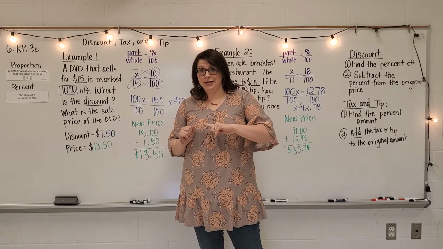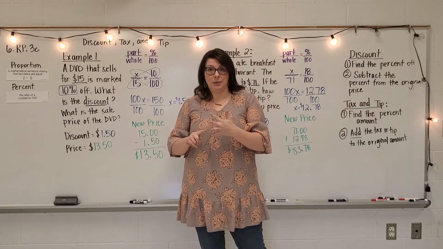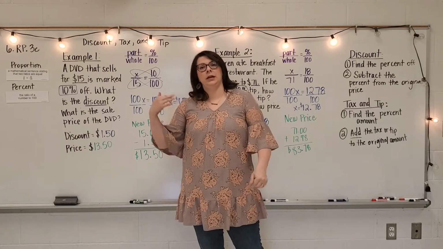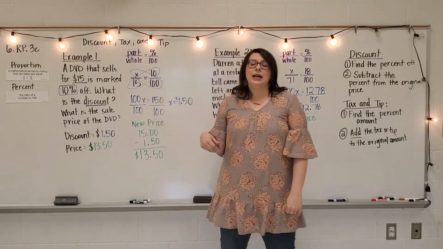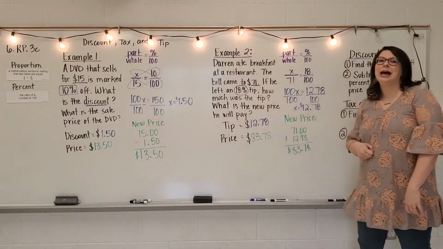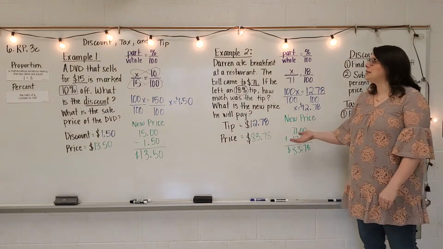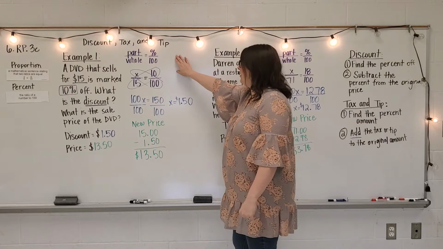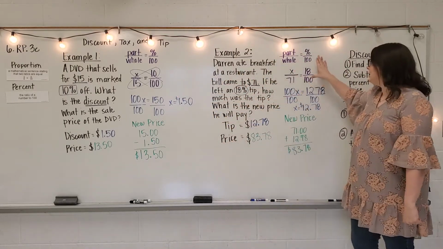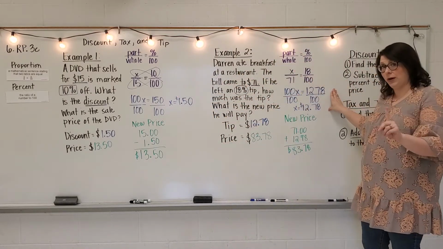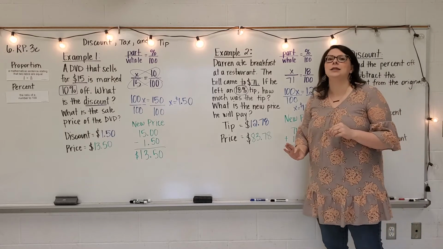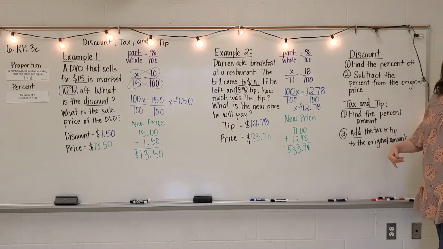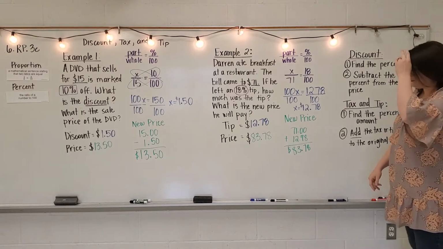The only difference in tax, tip, and discount is whether you add or subtract the amount that you find. In discount, you're taking it away. In tax and tip, you're going to add it. So we're going to do the same scenario. If you look, everything in the purple and blue is the same setup. The difference comes only in the price, and that's referred to over here where we subtract for a discount and we add for tax or tip.